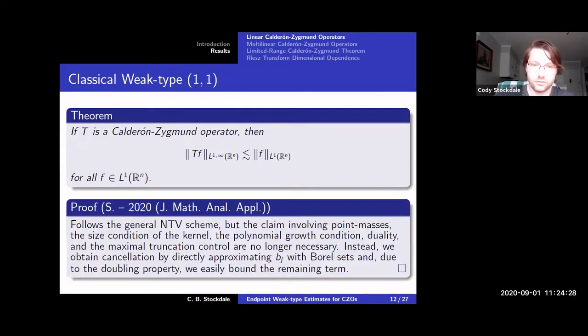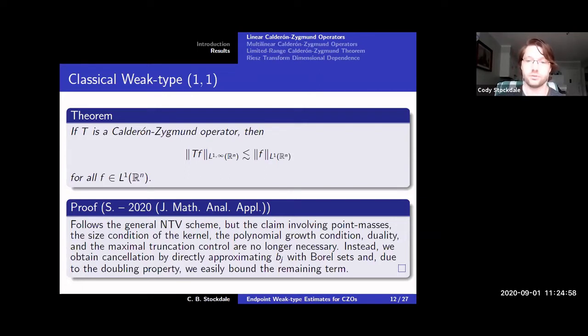And the first result I want to say is that if you run the same scheme, you can start with the same decomposition, but if you allow the doubling property, things can simplify quite drastically. So you can follow the general scheme of Nazarov, Treil, and Volberg and their argument, but you don't have to approximate by point masses. So therefore, you won't need this size condition of the kernel. You don't need the polynomial growth condition. You don't need to pass to an adjoint. You don't need this Cotlar lemma for the maximal truncated operator.